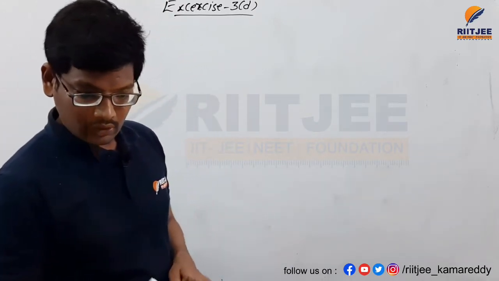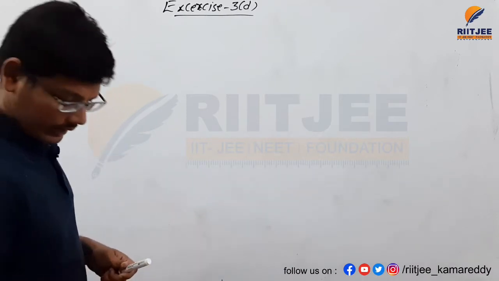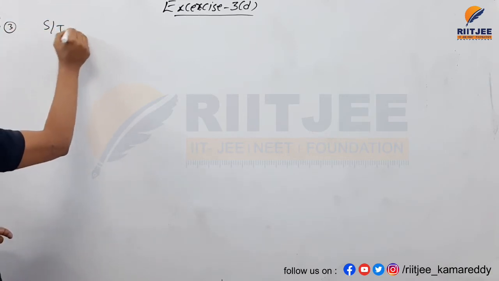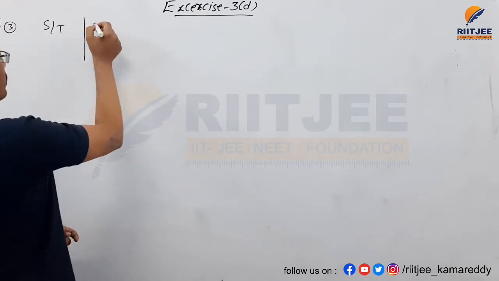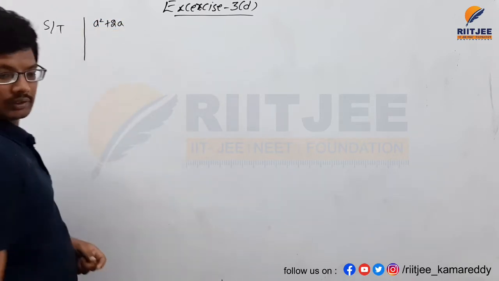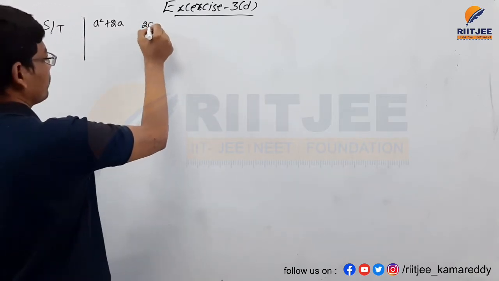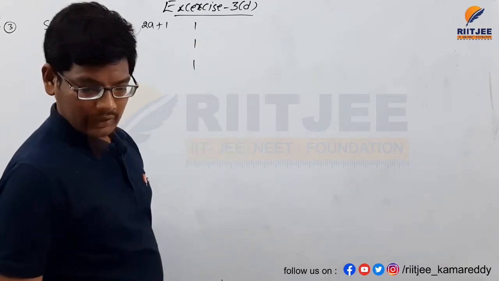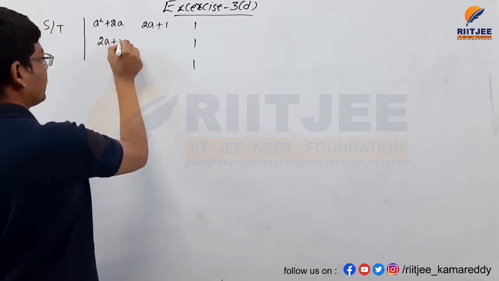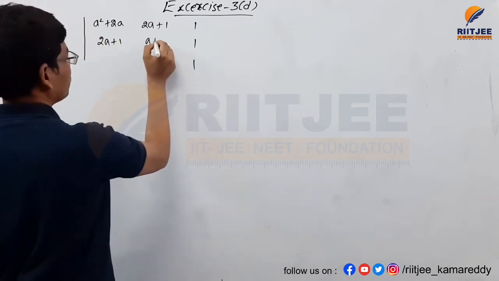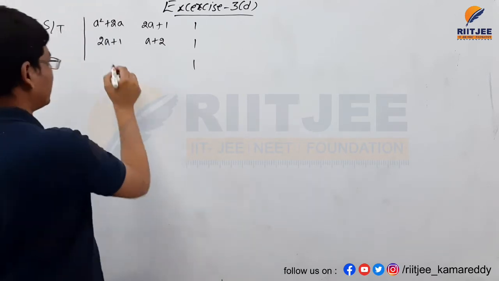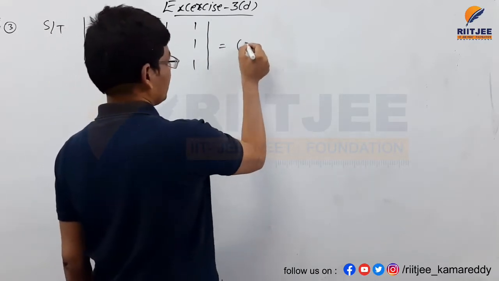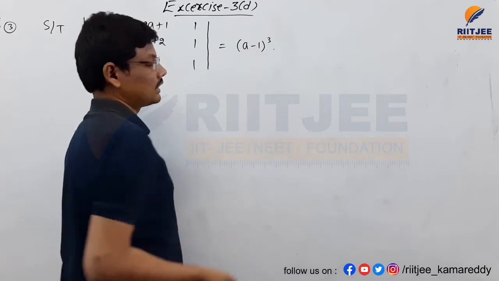Next, show that the third question: show that the modulus of a square plus 2a, 2a plus 1, 1, and 2a plus 1, a plus 2, 1, 3, 3, 1, modulus close here, is equal to a minus 1 whole cube. This is the question here.